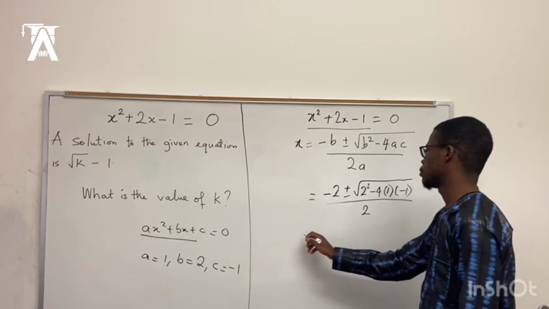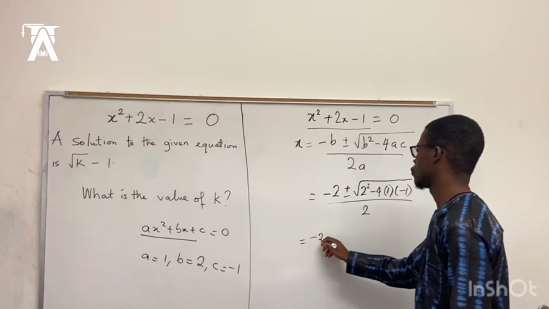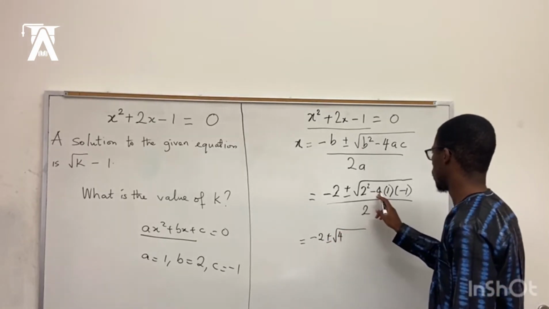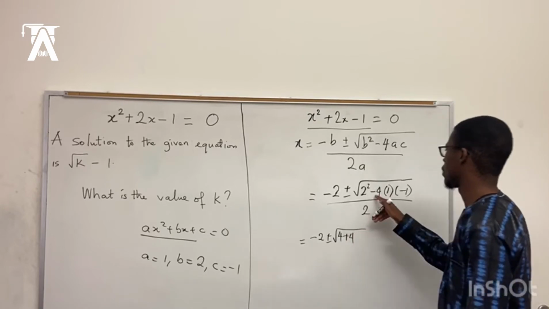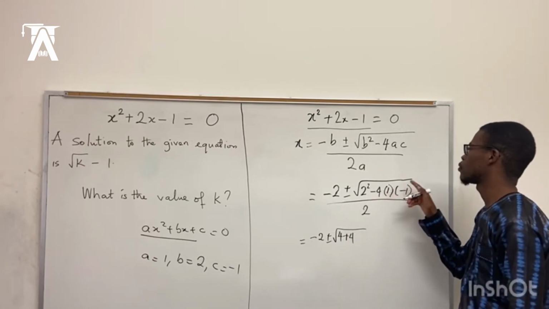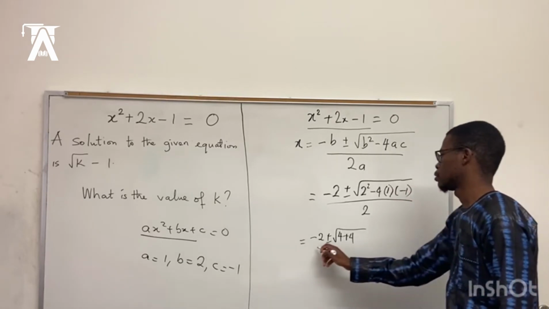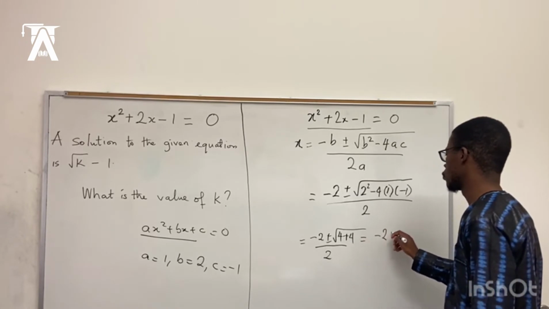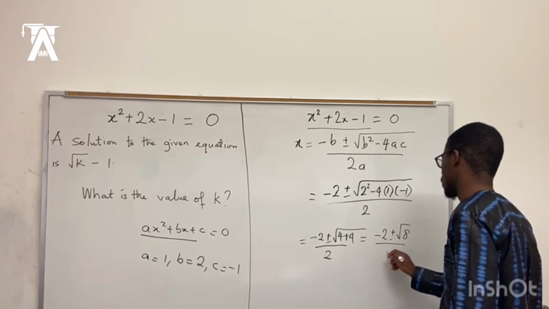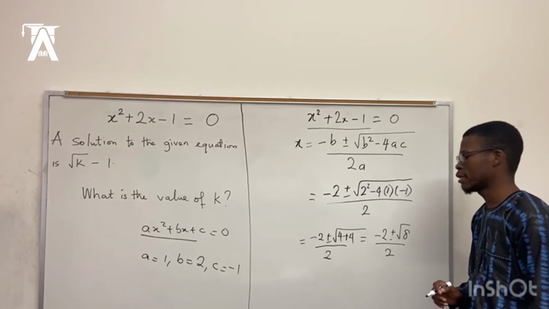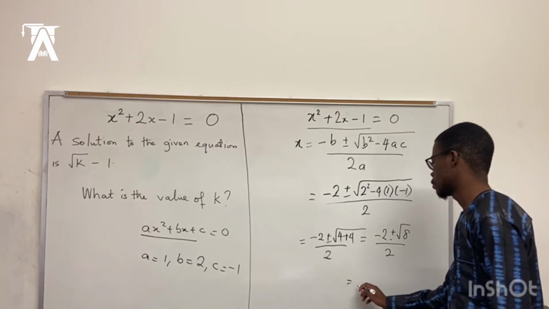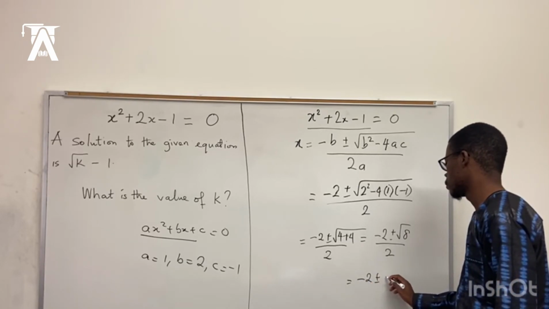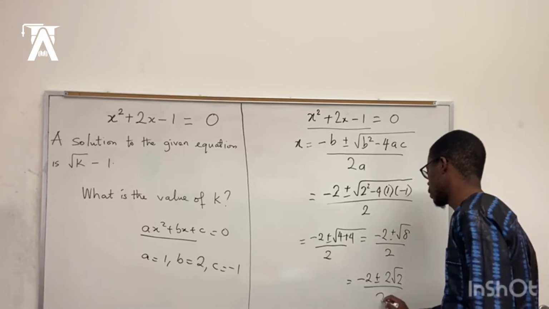So this becomes negative 2 plus or minus the square root of 4 plus 4, because this is minus 4 times 1 times negative 1, and negative 4 times negative 1 is plus 4, divided by 2. So this becomes negative 2 plus or minus root 8 divided by 2. Then this becomes negative 2 plus or minus 2 root 2 divided by 2.